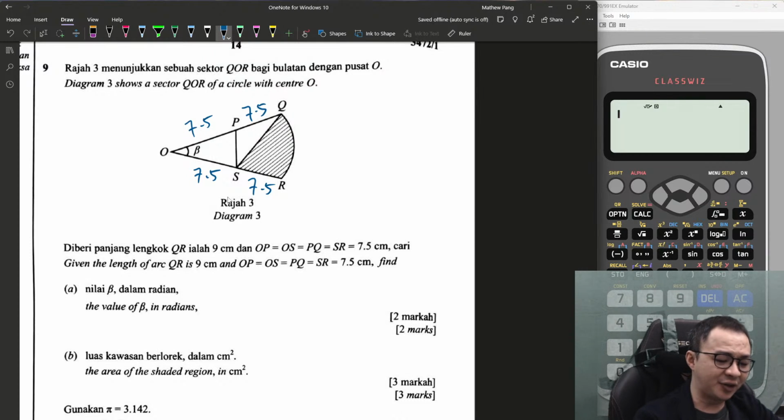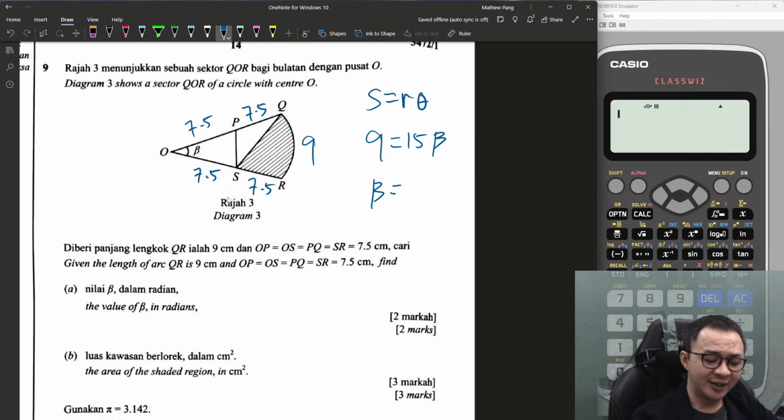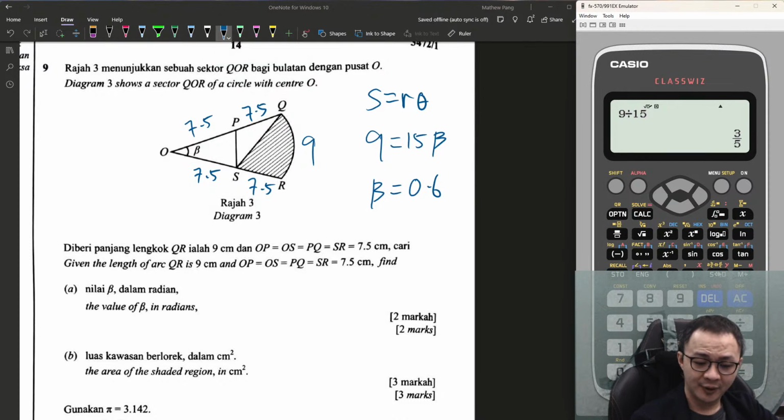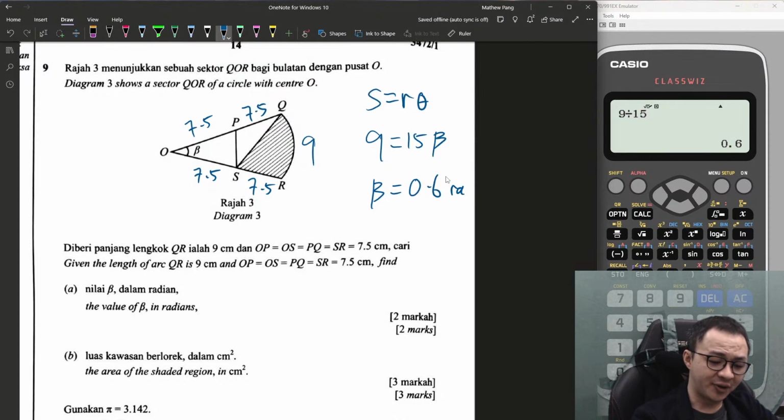Okay, the length of QR is 9. So here we have a 9. We can find beta, right? Because s equals r theta. This formula is given. So my s is 9, my radius is 15, my angle is beta. So beta is 9 over 15, which is 0.6. So we have 0.6 radian for beta.